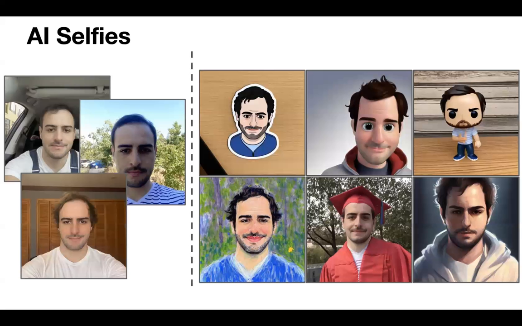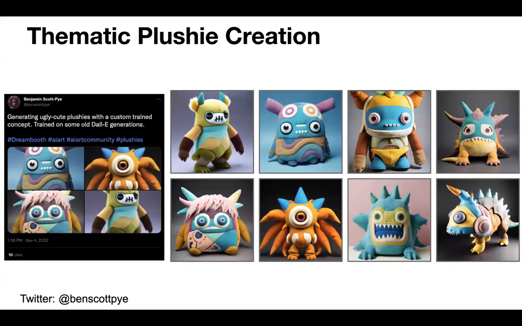One of the more interesting things about DreamBooth is the fact that it allowed for new applications, which the community pursued with enthusiasm. For example, one can train a DreamBooth model with images of themselves, generating AI selfies with beautiful semantic and stylistic modifications. I really like this example here. Benjamin Scott Pye on Twitter first generated some DALL-E ugly cute plushies, and then trained a Stable Diffusion DreamBooth model on these generations. And then that gave him endless ugly cute plushie generation capabilities.